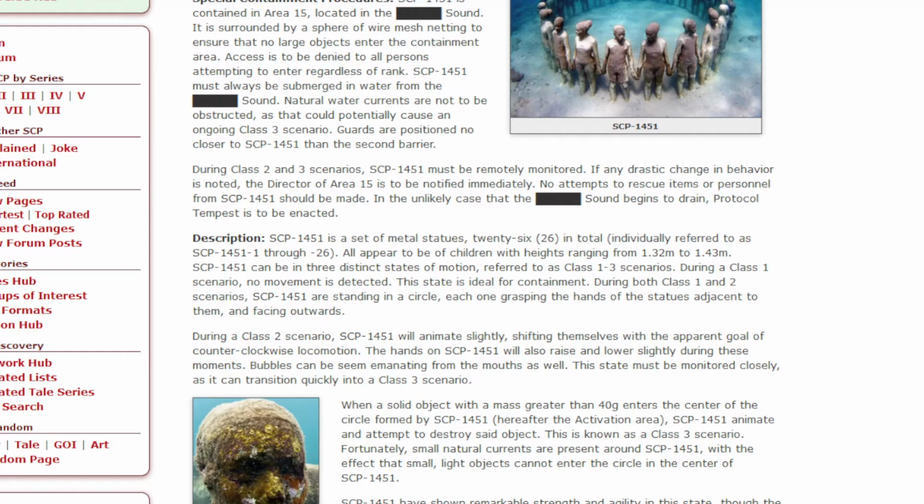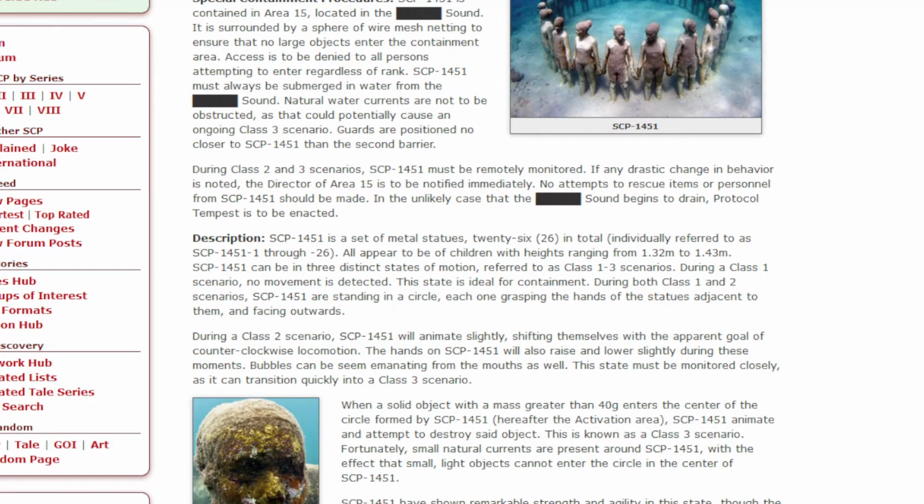SCP-1451 must always be submerged in water from the blank sound. Natural water currents are not to be obstructed as it could potentially cause an ongoing Class 3 scenario. Guards are positioned no closer to SCP-1451 than the second barrier. During Class 2 and 3 scenarios, SCP-1451 must be remotely monitored. If any drastic change in behavior is noted, the Director of Area 15 is to be immediately notified. No attempts to rescue items or personnel from it are to be made. It is unlikely that the blank sound begins to drain.